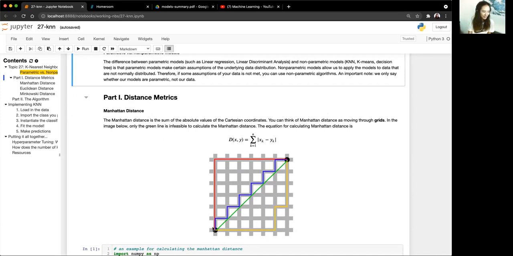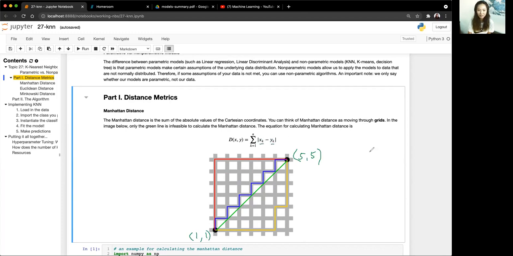So if you have point A here, point B over here, Manhattan distance is just the absolute value of x minus y. So basically it is the sum of the absolute differences. Let me draw some coordinates here. Let's say this is (5, 5) and this is (1, 1). It is just the absolute value of 5 minus 1 plus 5 minus 1. So with these coordinates, the Manhattan distance will be 8.